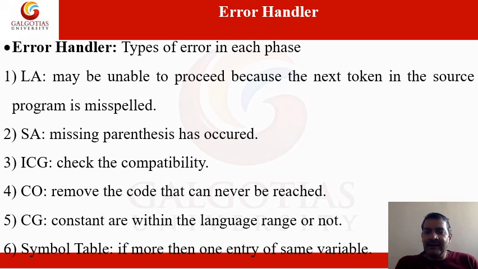And finally, the last one, the symbol table. If there is more than one entry of the same variable, then the error handler will handle that type of error also. This is all about the error handler.